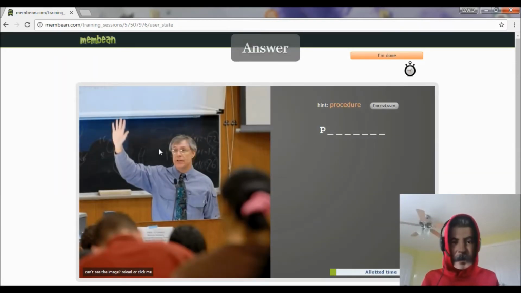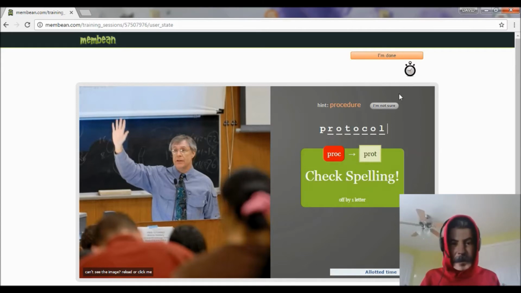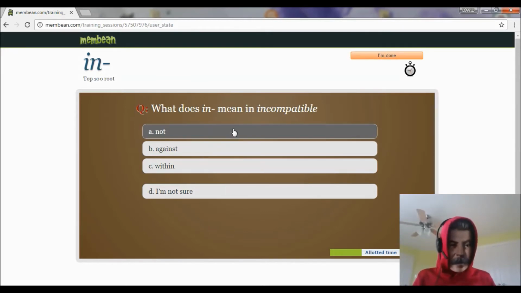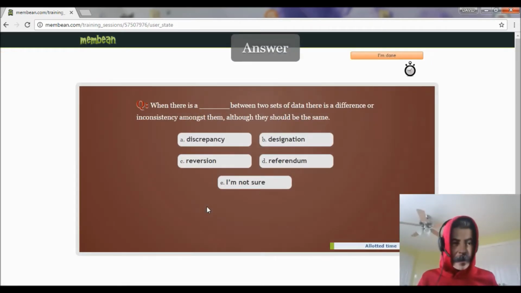Alright, let's get into this. Procedure. Oh, what is this? Protocol. What is this? Well, what does in mean in incompatible? That's weird, usually it shows you the right answer. It means not. That is correct. That is the right one.